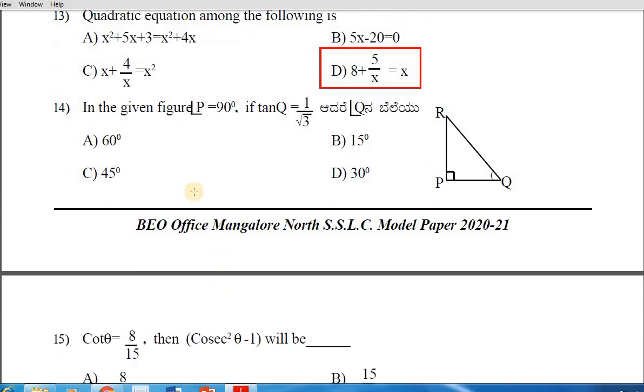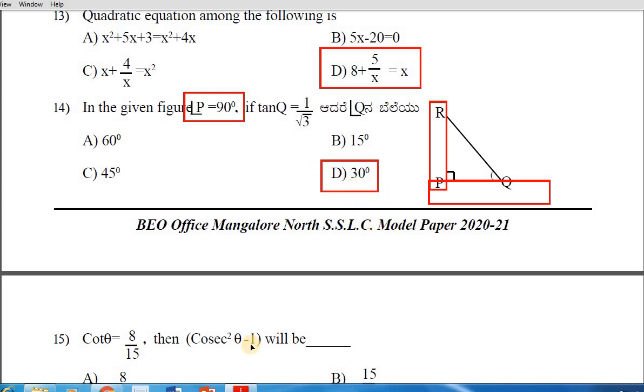Question number 14, children. In the given figure, P equals to 90 degree. Yes, of course. So here we can see P is 90 degree. If tan Q is equal to 1 by root 3, remember the tan ratio. So Q is the reference angle. Hence, this will be perpendicular and this will be base. So 1 by root 3. For what measurement of tan do we get 1 by root 3? That is for 30 degree, isn't it? So tan 30 degree is equal to 1 by root 3. So for this question, the right answer is option D, 30 degree.